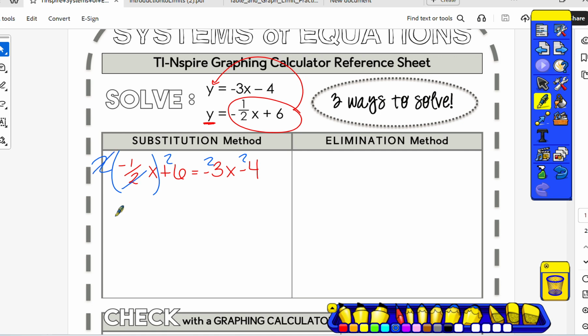these cancel. I'm left with negative x plus 12 equals negative 6x minus 8. I avoid now dealing with fractions, which nobody really likes anyway. And then I can easily solve for x. I'm going to add 6x over. That gives me 5x. I'm going to subtract 12 from both sides. That gives me negative 20. So x is negative 4.